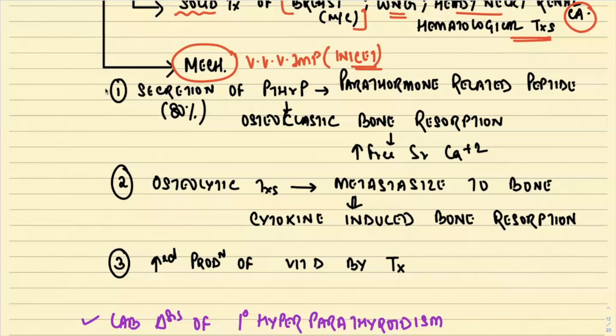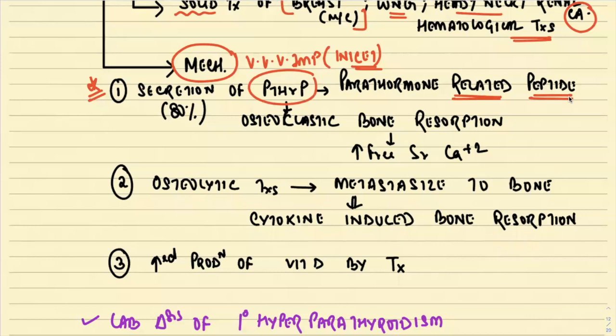Very importantly, it occurs basically because of secretion of a hormone or a polypeptide which is very much like parathormone, but it is not parathormone. Remember, parathormone is responsible for primary hyperparathyroidism induced hypercalcemia. But malignancy associated hypercalcemia occurs because of secretion of parathormone related peptide. This is not the same as parathormone. Remember this point very carefully.